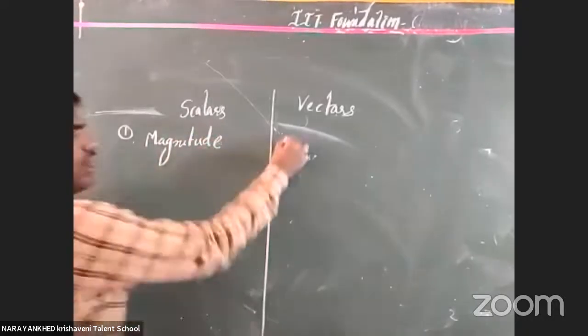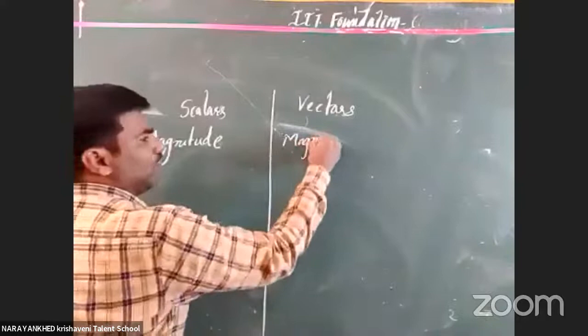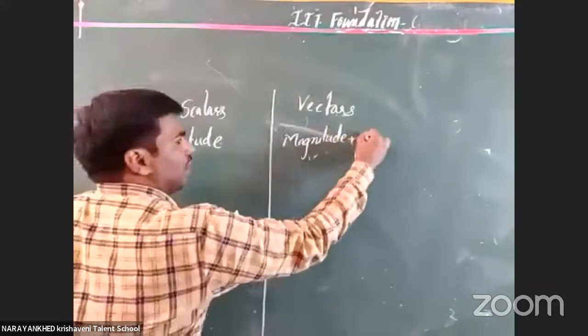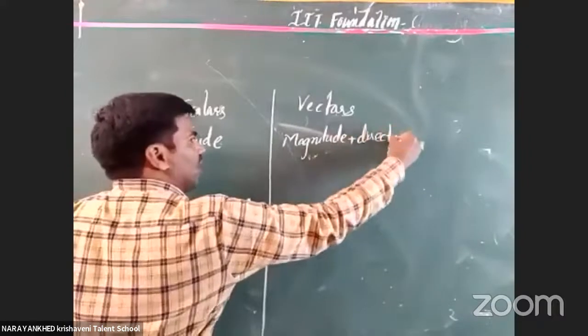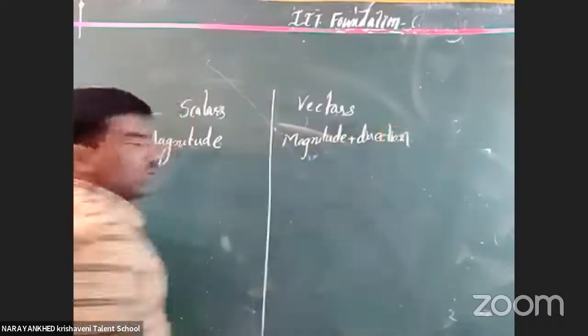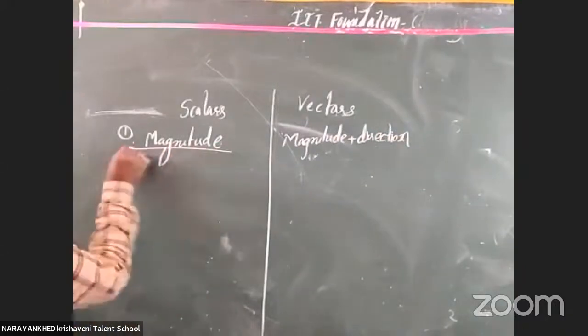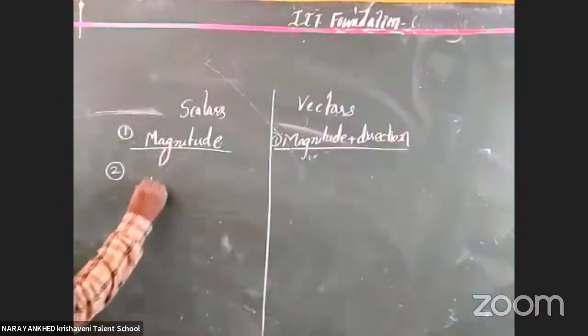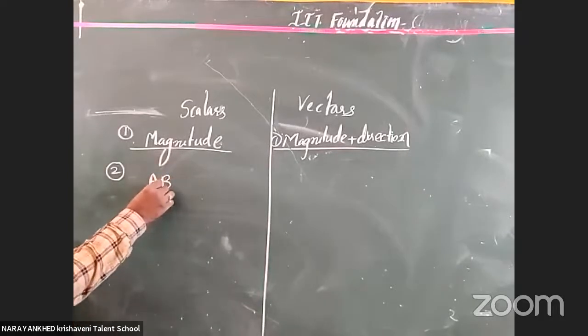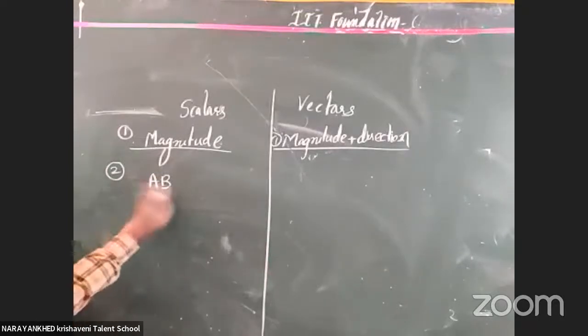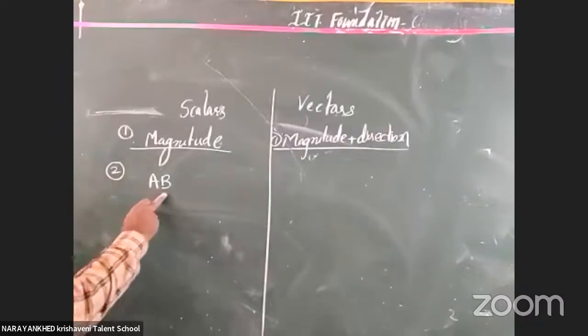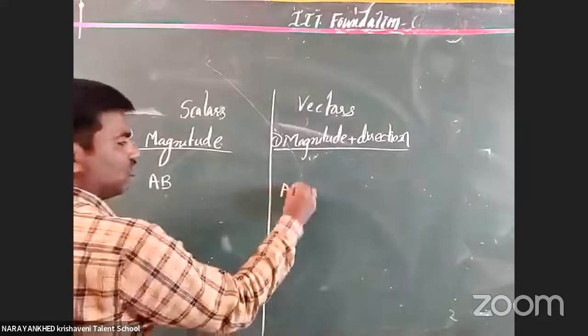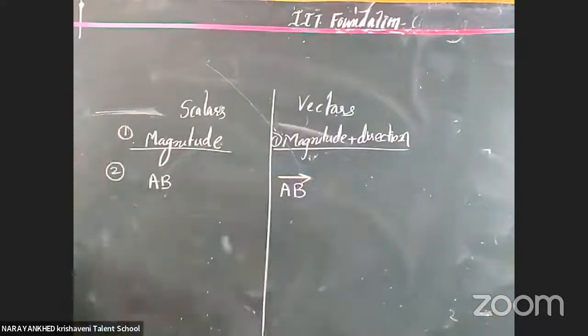But for a vector, not just the magnitude. We require both magnitude as well as direction. Both are compulsory here. Clear or not, all the students? For a scalar, we simply use a letter, as we already discussed. No need to represent any other thing. But if we want to represent AB as a vector, we should compulsorily mention it like this. This is one more difference. We have to write an arrow mark over the letter of the physical quantity.